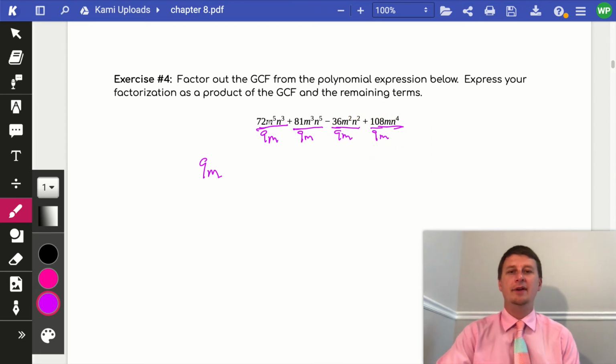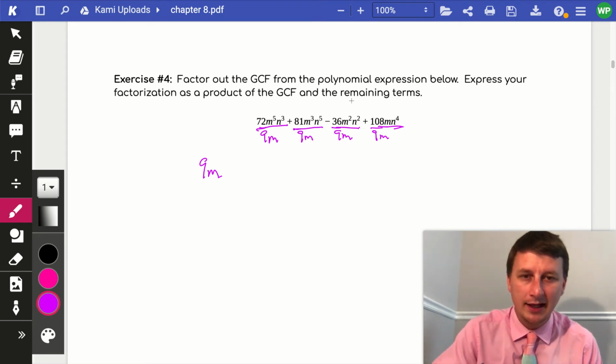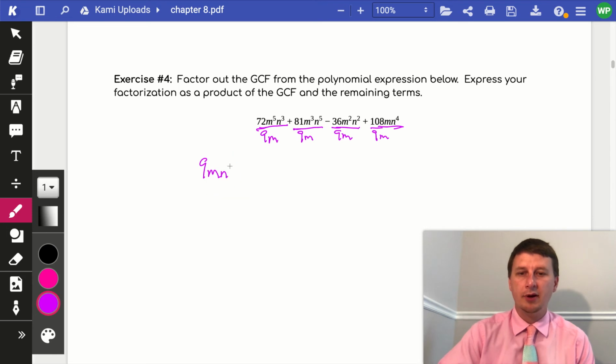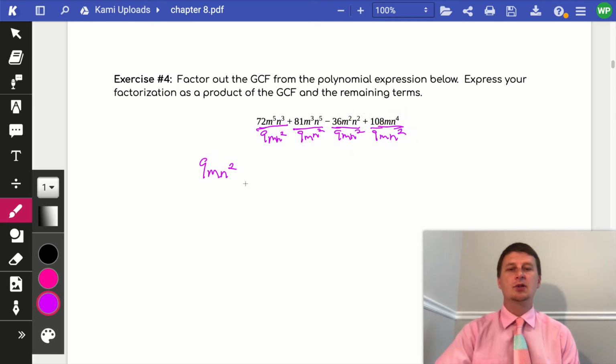And finally, we have n's as variables also. So let's see, we have 3 n's here, 5 n's, 2 n's, and 4 n's. So the most amount of n's they have in common is the n to the second power. They all have at least these 2 n's. So part of my GCF is going to be n squared. So my final GCF of this entire expression is going to be 9mn squared.